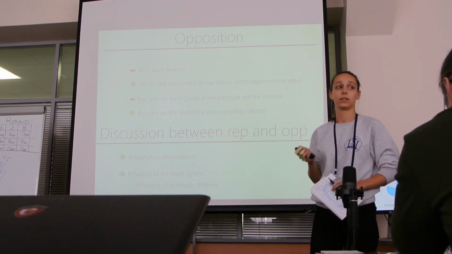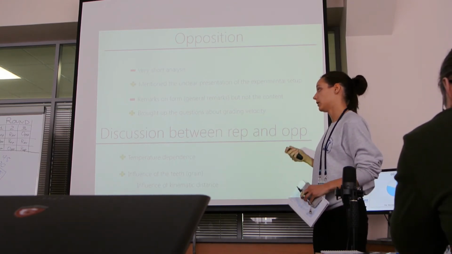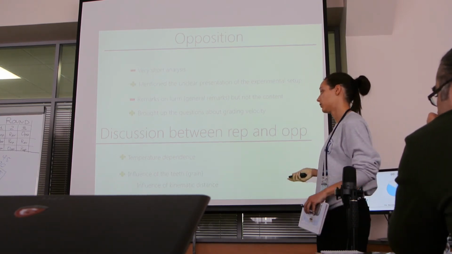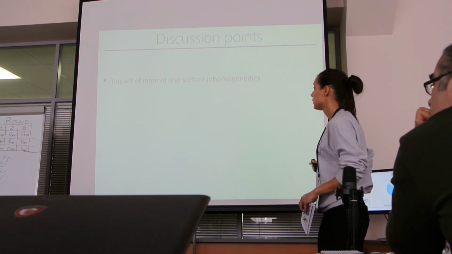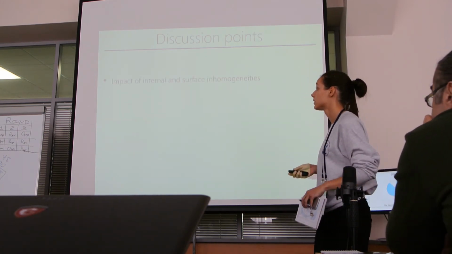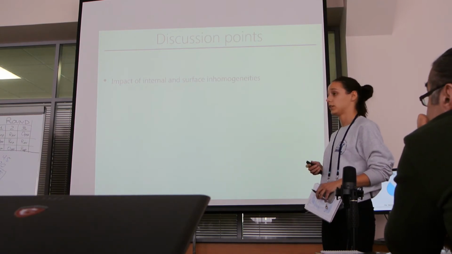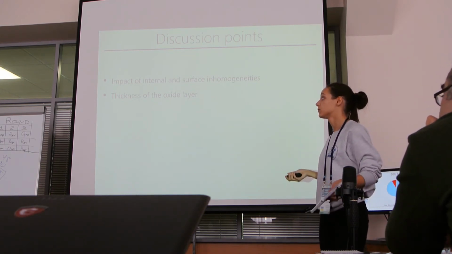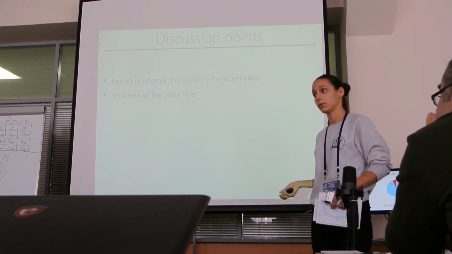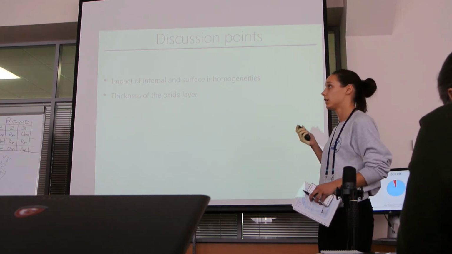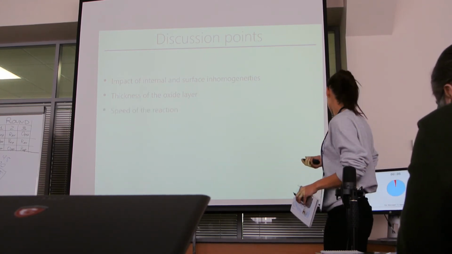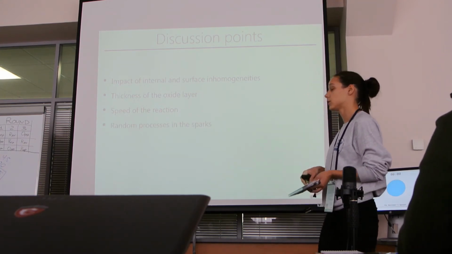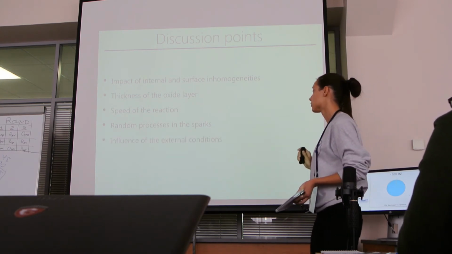The opponent and reporter discussed the temperature dependence and the influence of the T's, and also the influence of kinetic distance. And here is my discussion point. I propose you to discuss the impact of internal and surface inhomogeneities in the system. I propose you to discuss the thickness of the oxygen layer, how you take it into account. Also, how the speed of reaction influences the effect, and random processes in the spark. Do you consider it in your modeling, and the influence of external conditions?